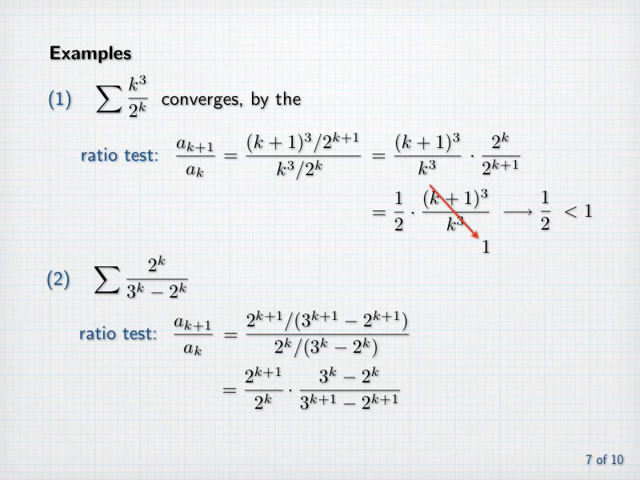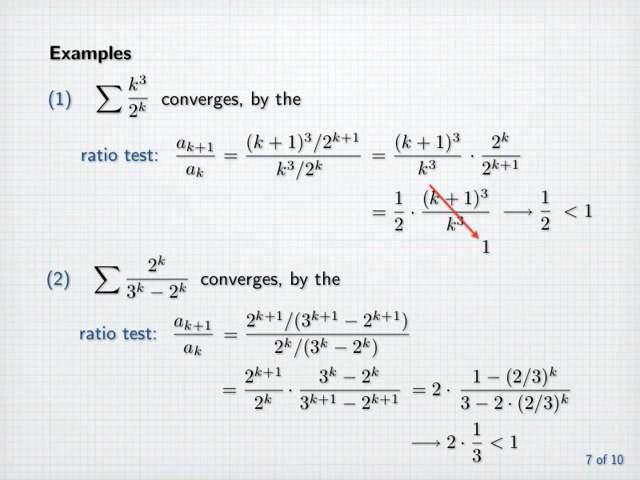The first factor there is simply 2, and if we divide the numerator and denominator of the second factor by 3 to the k, we obtain 1 minus 2/3 to the k over 3 minus 2 times 2/3 to the k. And since 2/3 to the k approaches 0 as k goes to infinity, we find that a sub k plus 1 over a sub k approaches 2 times 1/3 as k goes to infinity. Since 2/3 is less than 1, we can conclude that the series converges by the ratio test.